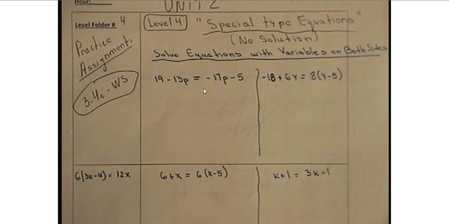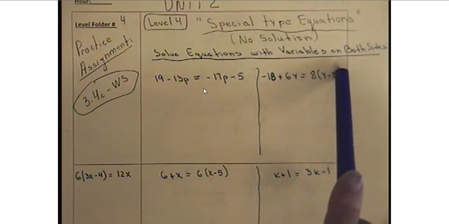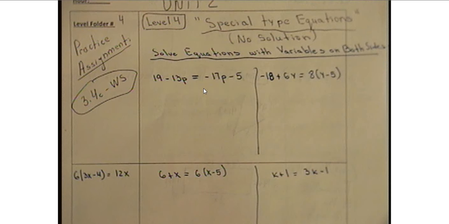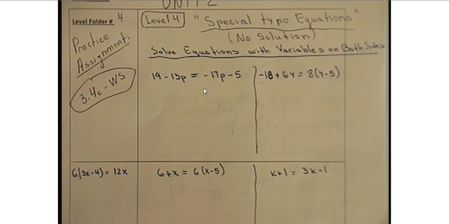So go ahead and write down the topic, special type of equations, and we're going to solve equations with variables on both sides. The practice assignment is going to be the 3.4c worksheet, and you're going to have this worksheet under level 4 and the green basket. Alright, so now let's begin with the first example.